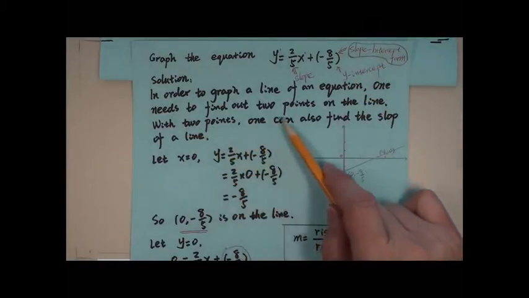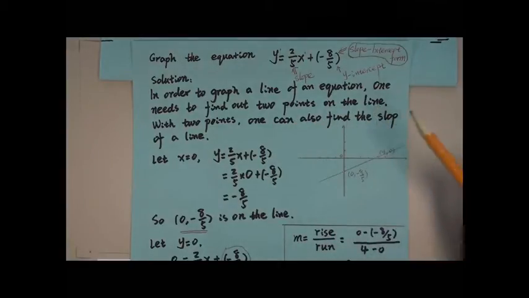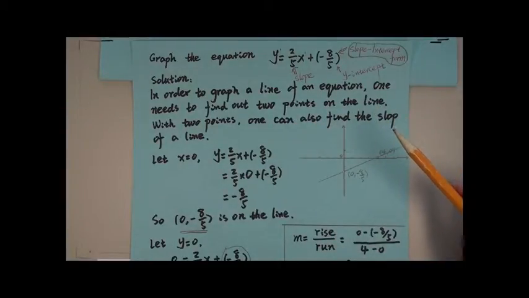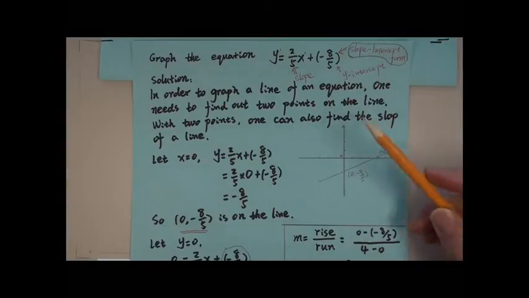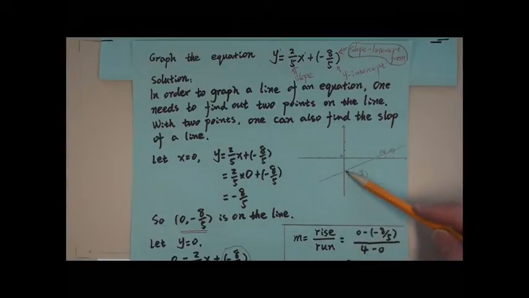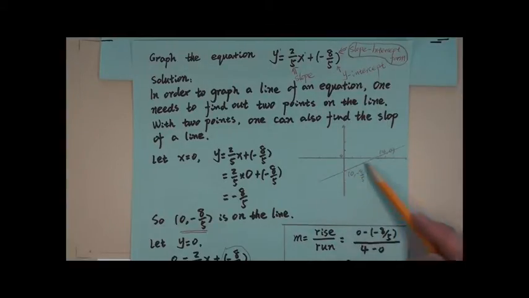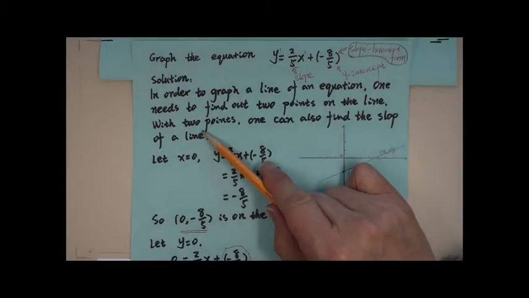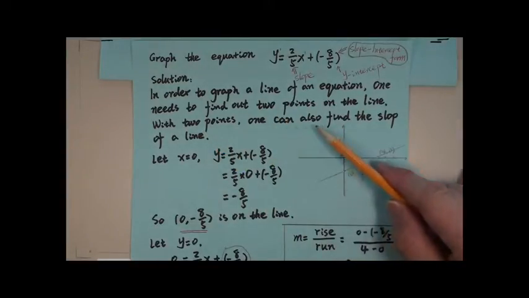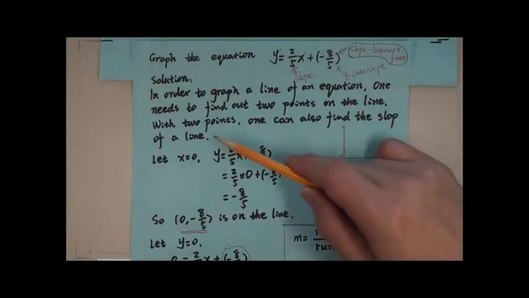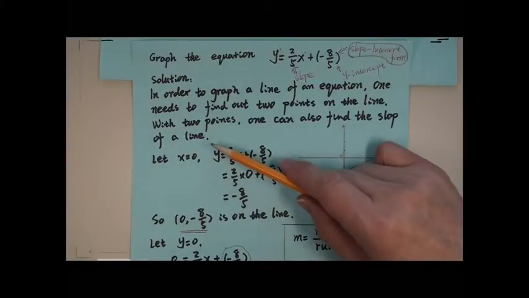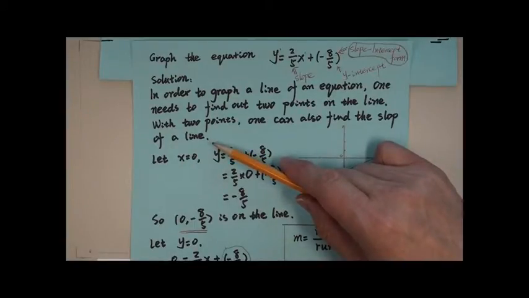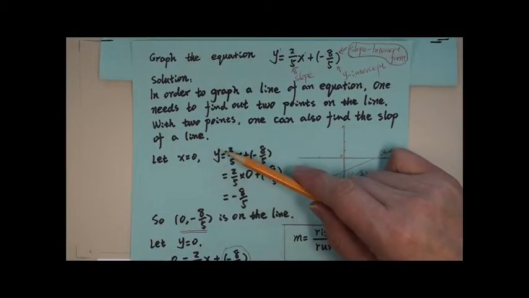One needs to find 2 points on the line. Once you have 2 points, you can connect them. So we need 2 points. With 2 points, one can also find the slope of a line. We will talk about this in a second. Now let's find 2 points.